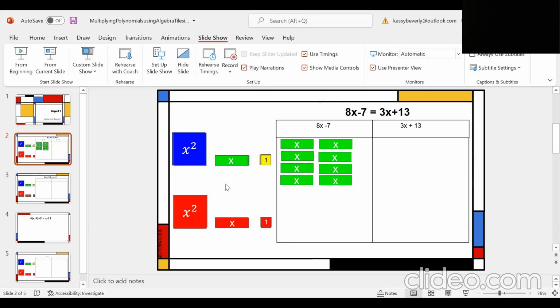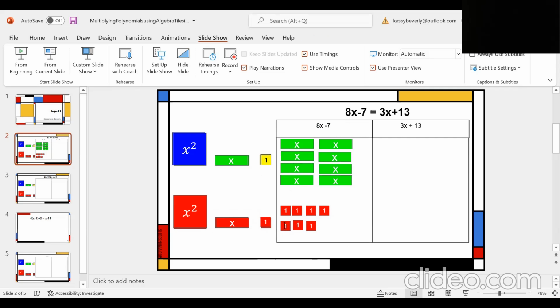Next we have negative 7. So we're going to bring over 7 units, but they are negative. That means we're going to grab the red ones. So 1, 2, 3, 4, 5, 6, 7. Remember, these are red and they are negative. So we have 8x negative 7. 8x subtract 7.